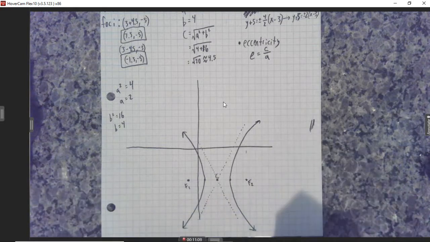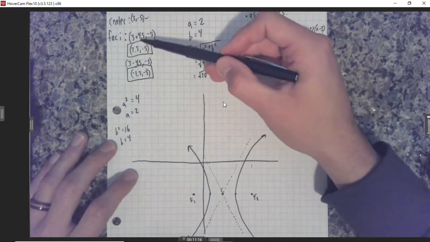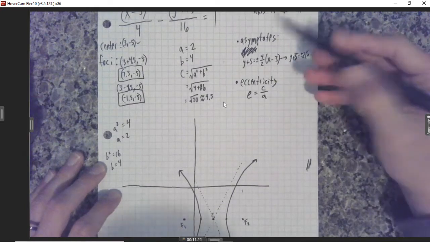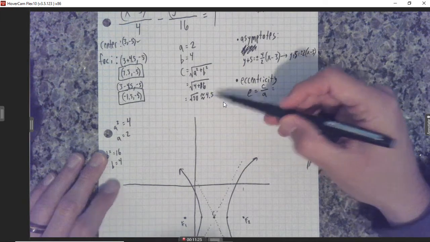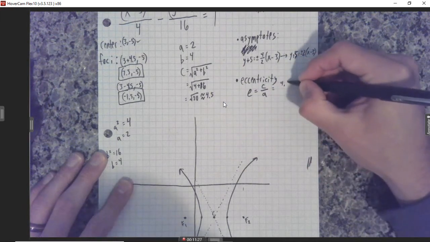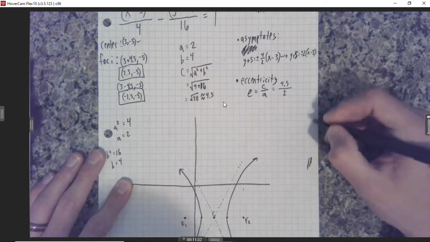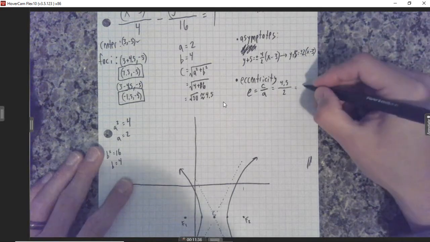Okay, so that's graphing a hyperbola when you're given the equation. Just to double check, we got the center, we got the foci, we got our A, B, and C. We got our asymptotes. Eccentricity, real quick, is C over A. Well, remember C is 4.5 and A was 2. So 4.5 divided by 2 is 2.25.